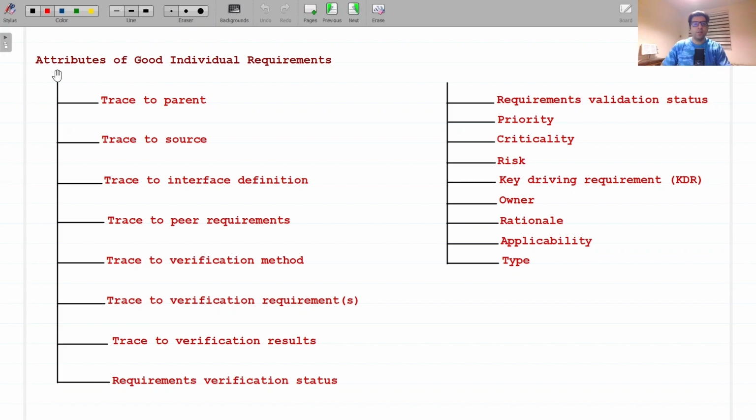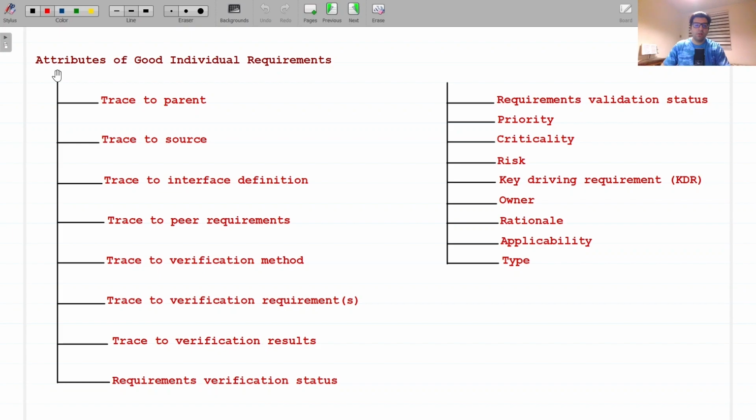In addition to the characteristics listed above, individual requirement statements may have a number of attributes attached to them, either as fields in a database or through relationships with other artifacts. Trace to parent. A child requirement is one that has been derived or decomposed from the parent. The achievement of all the children requirements will lead to the achievement of the parent requirement.